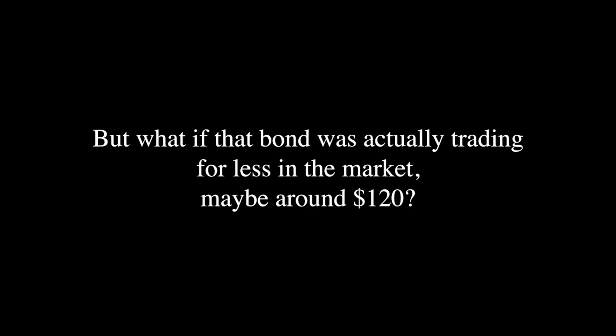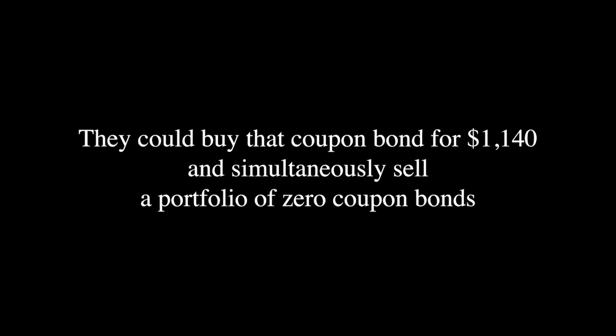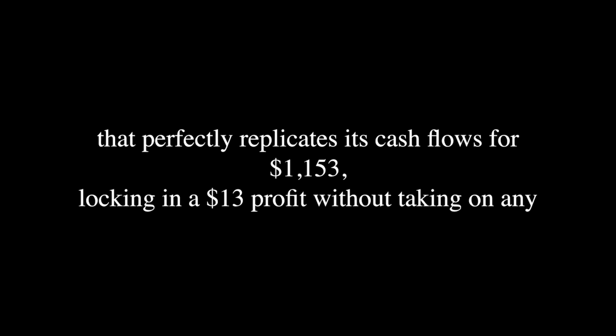Right. But what if that bond was actually trading for less in the market? Maybe around $1,120. I would definitely catch the attention of those arbitragers. They could potentially buy that undervalued bond and make a quick profit. Exactly. They could buy that coupon bond for $1,140 and simultaneously sell a portfolio of zero-coupon bonds that perfectly replicates its cash flows for $1,153, locking in a $13 profit without taking on any real risk. That sounds like a pretty sweet deal.